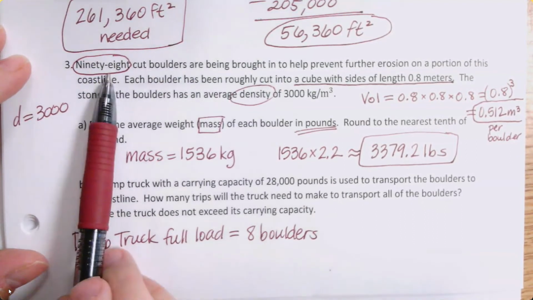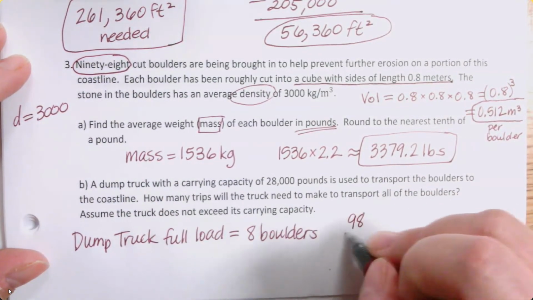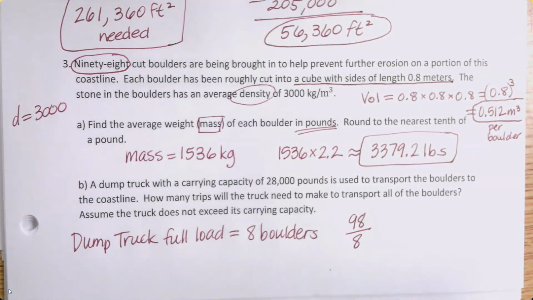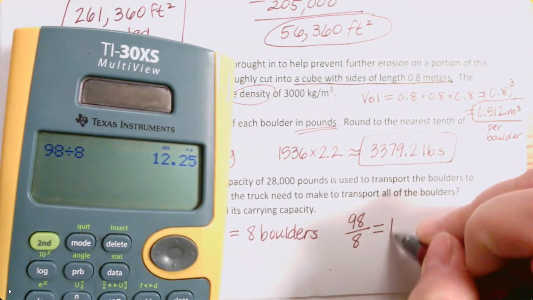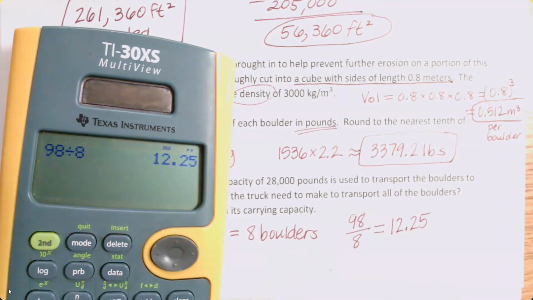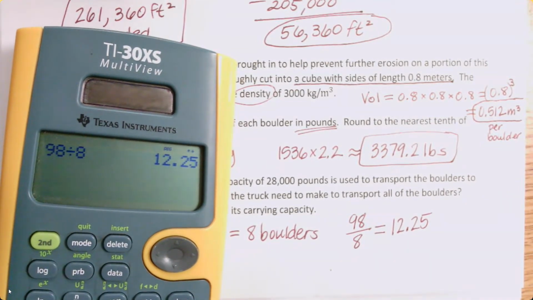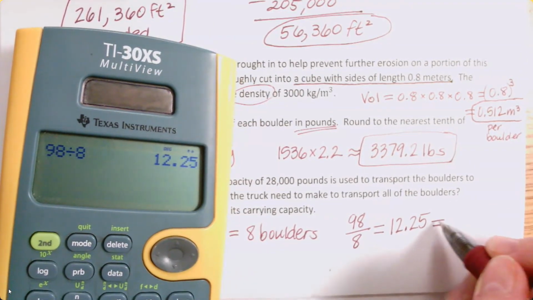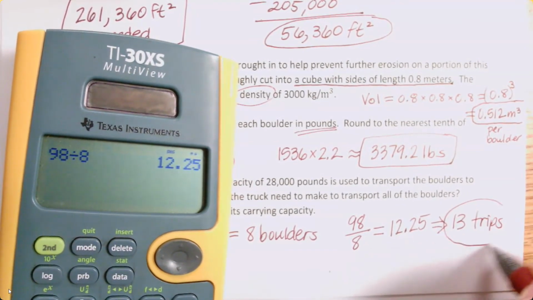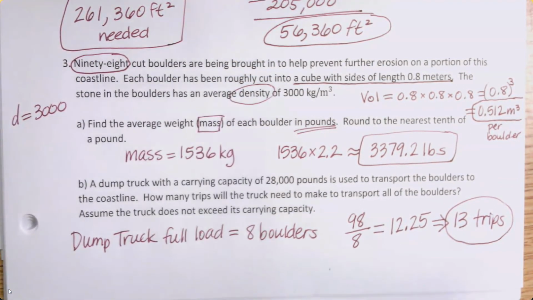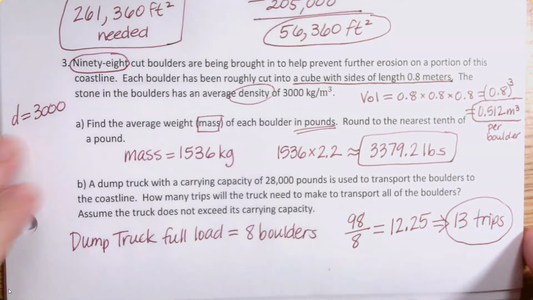So if we have to carry 98 boulders, we're going to do 98 divided by 8, to see how many times we have to make a trip. And the answer is 12.25, except you can't just take a quarter of a trip. That's basically almost like saying that on the last trip we've only got a quarter of the capacity. So we really need to take 13 trips, because after 12 trips we won't be done. We'll still have some boulders left to pick up. All right, that was number 3. Moving right along.